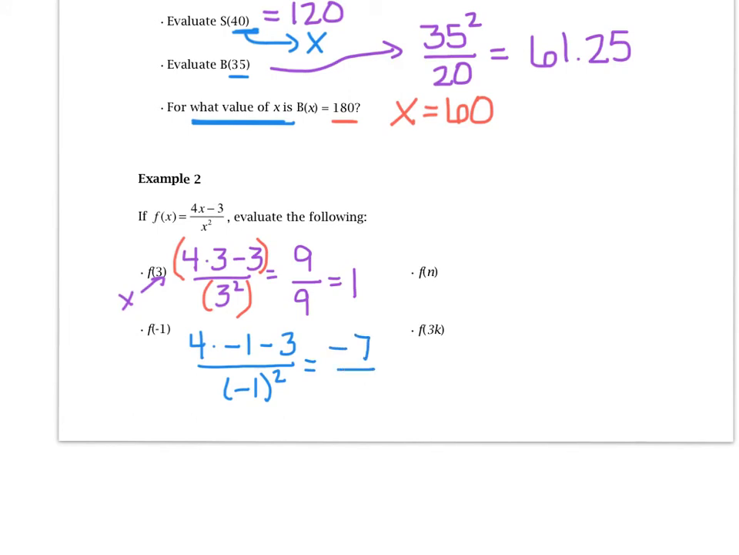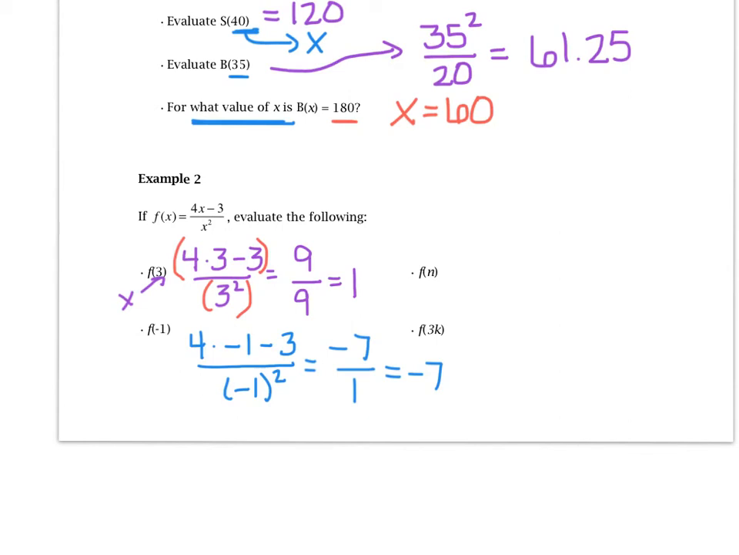And negative 1 squared, your brain is smarter than your calculator. Negative 1 squared is just positive 1. And negative 7 over 1 is just negative 7. So what I'm really doing here is coming up with those ordered pairs within my function. Like this first example, this is telling me that 3 is paired up with 1. So 3 comma 1 would be an ordered pair. Here, negative 1 is being paired up with negative 7.